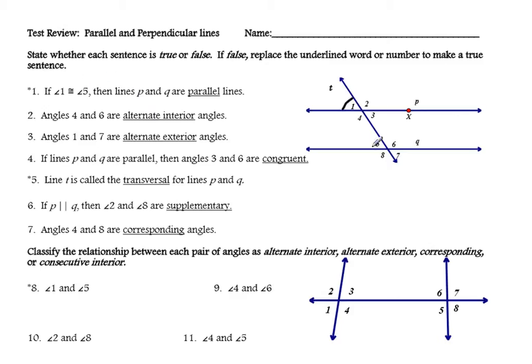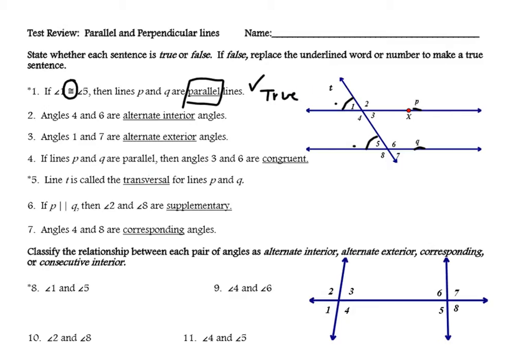Well, here's 1 and here's 5, then lines P and Q are parallel lines. Well, these are corresponding angles because it's top left. When corresponding angles are congruent, then the two lines that form them, P and Q, are parallel. So this is a true statement.